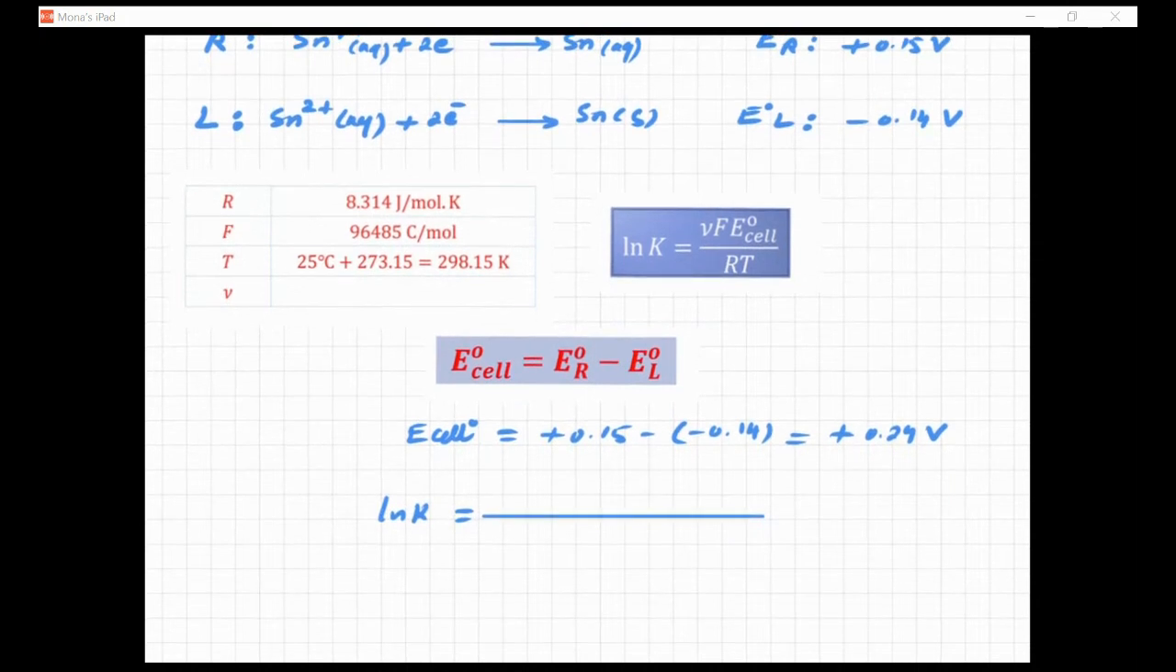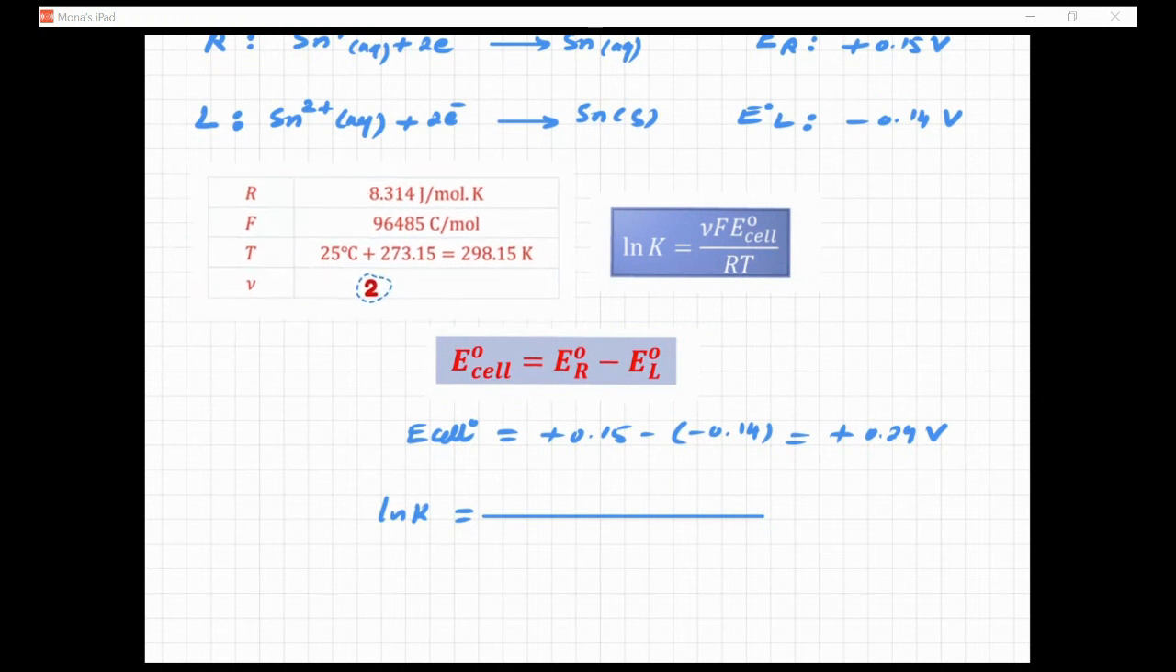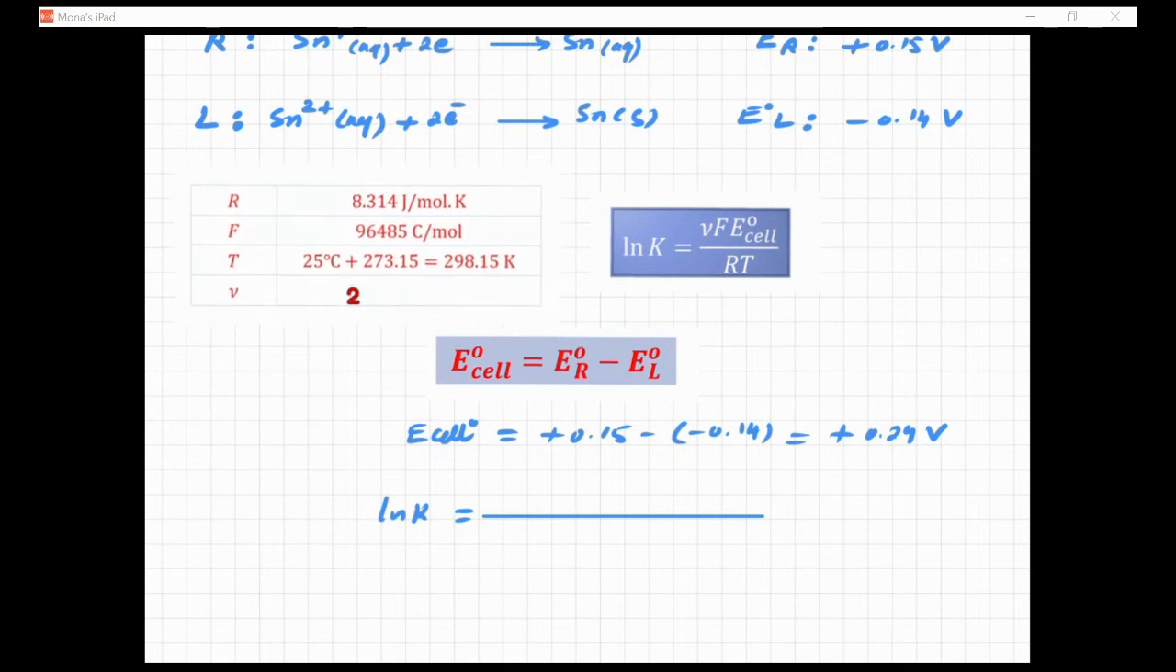Let me just put it here: 2. So that is what we are going to use now. This is the value of nu. So this is going to be nu times F, which is 96485, times E, which is 0.29 volt, and we have R, 8.314, and T, 298.15.